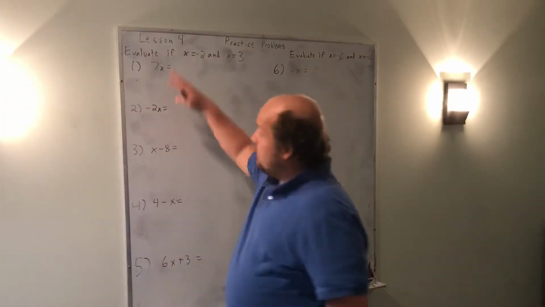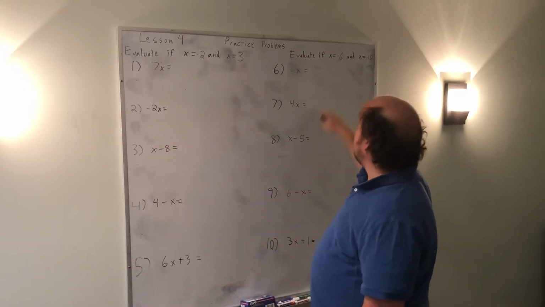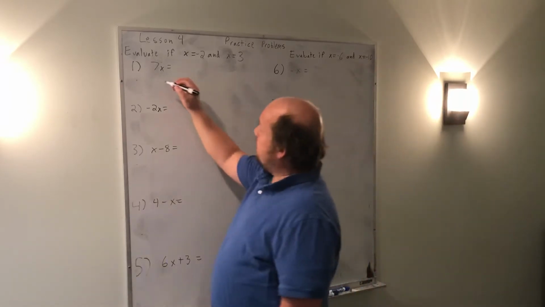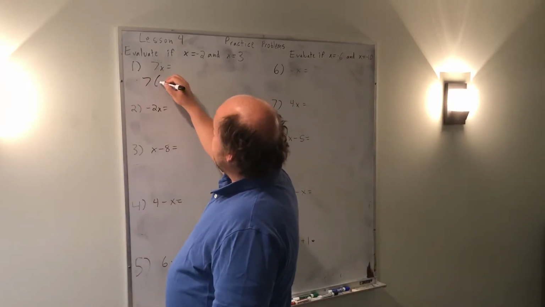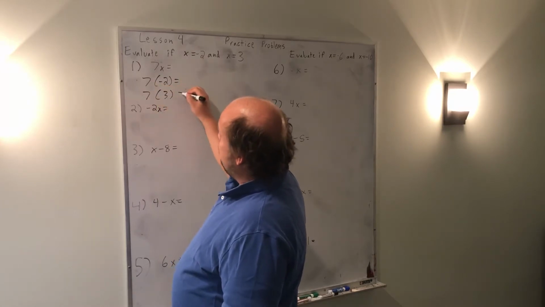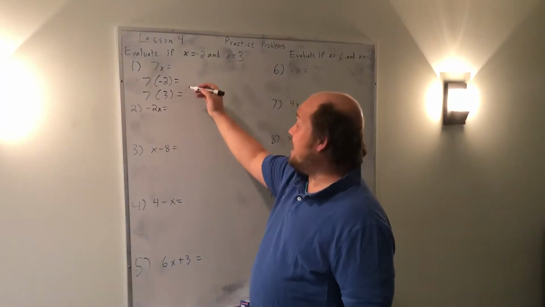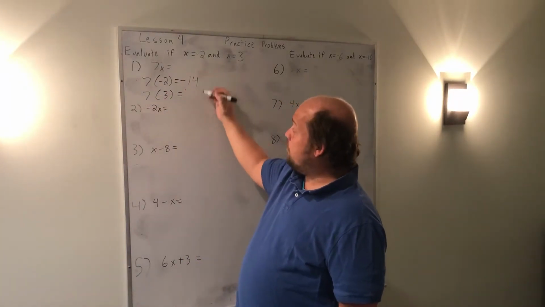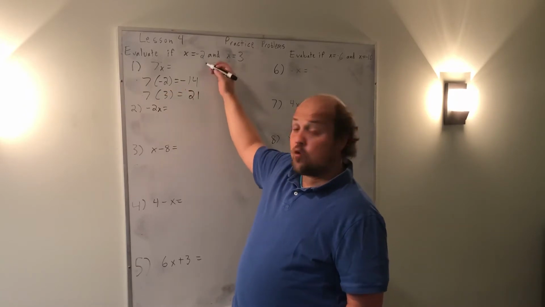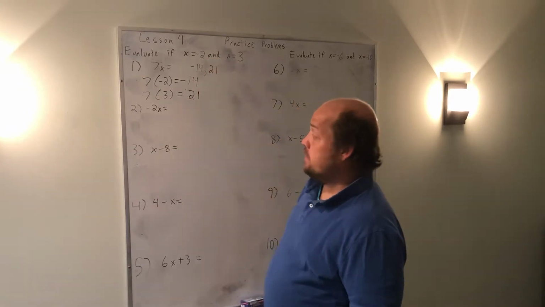Here on the left side, we're going to be plugging in -2 and 3 for x, and on the right side, we'll be plugging in -6 and -10. In the first problem, we have 7 times -2 and 7 times 3. 7 times -2, positive times a negative gives me a negative, and I get -14. 7 times 3, I get 21. So I'd record my answer as -14, comma 21.